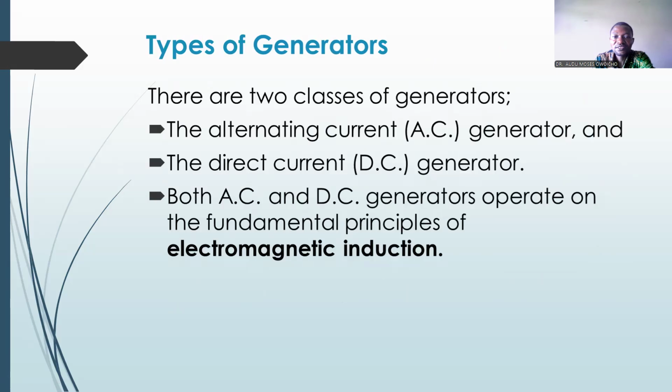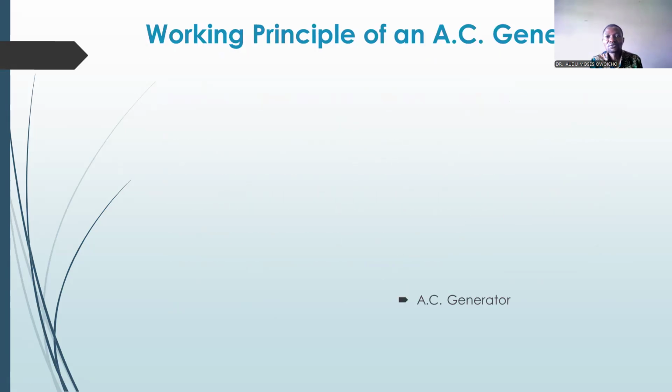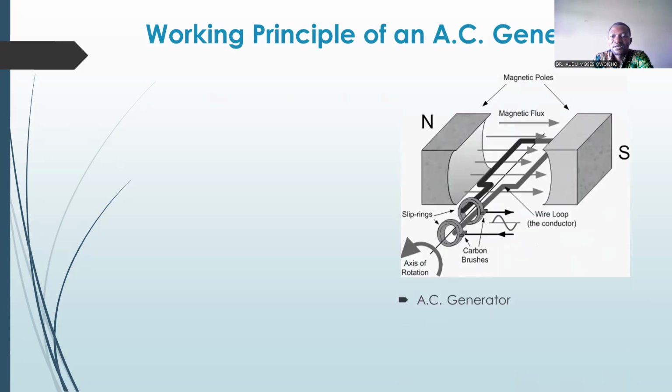And there are two classes of generator. We have the alternating current or the AC generator, and we have the direct current or the DC generator. Both AC and DC generators operate on the fundamental principle of electromagnetic induction. Let's look at the working principle of AC generator and DC generator.